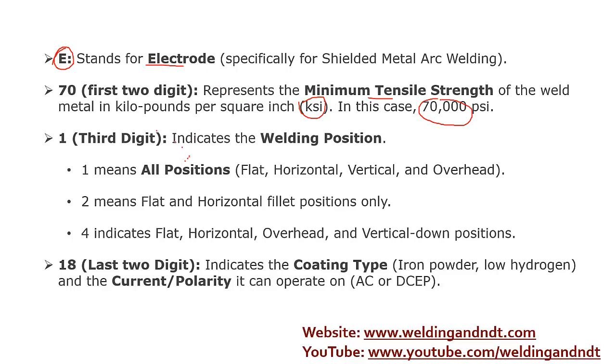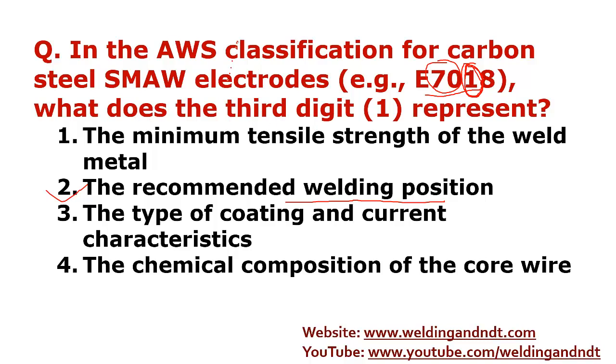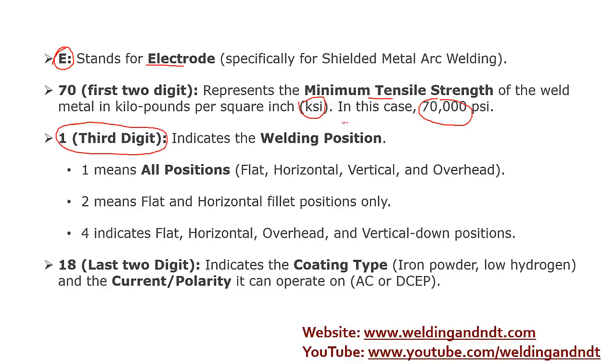Then the third digit, or it will be better to call it the second last digit. The last digit is 8 and the second last digit is 1. The second last digit indicates the welding position. If 1 is written, it means this electrode can be used in all positions. If 2 is given, the electrode can be used in flat and horizontal fillet positions, and 4 indicates flat, horizontal, overhead and vertical down positions.